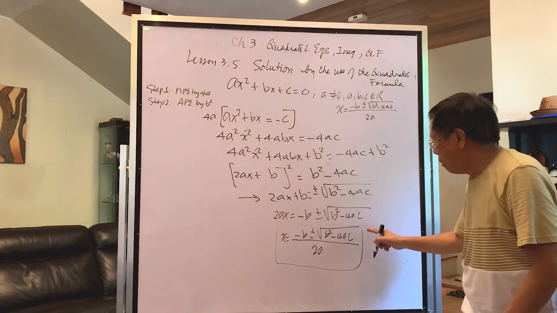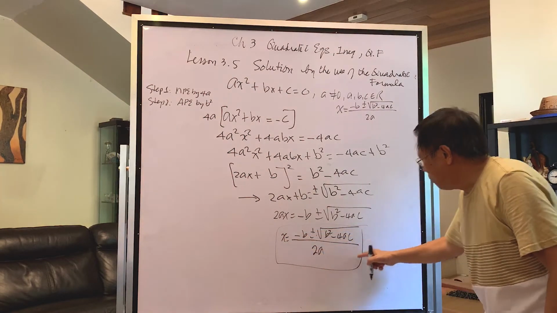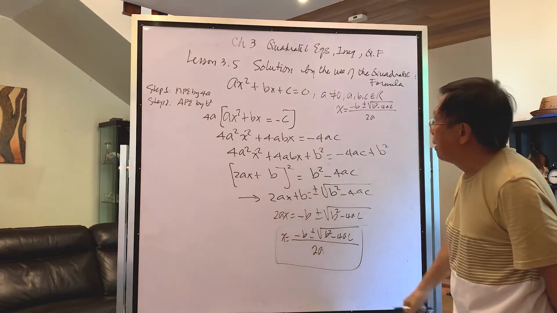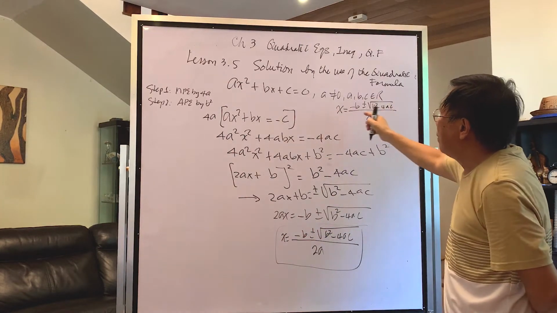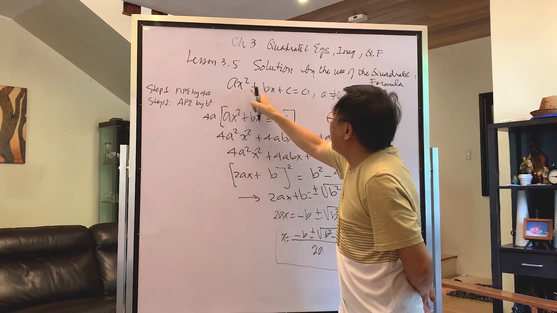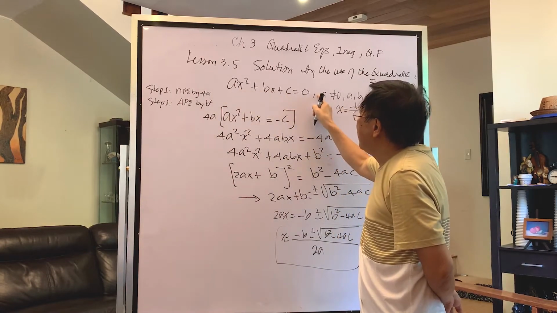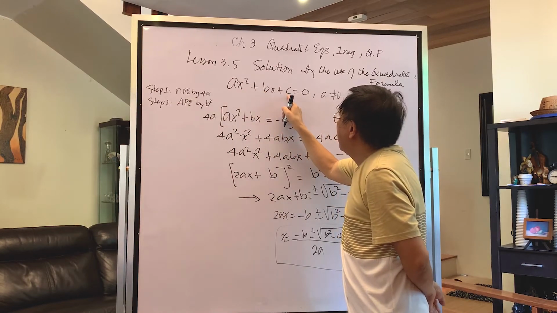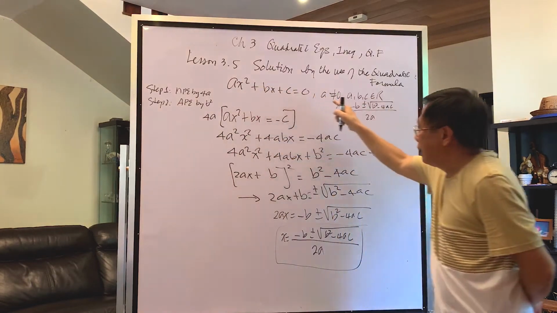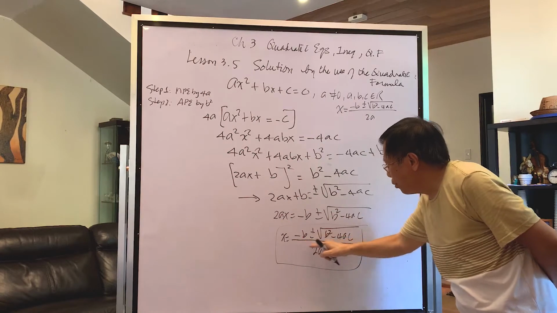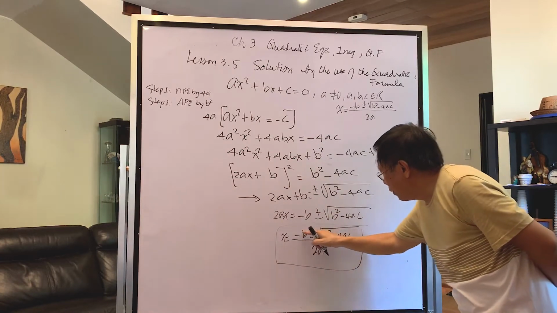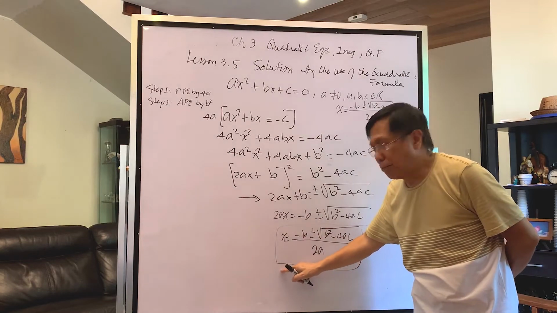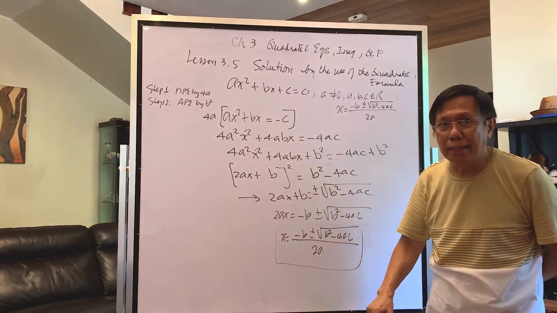So how do we apply solving quadratic equations by the use of the quadratic formula? What we just have to do is write our given equation in the form ax squared plus bx plus c equals 0 and identify a, b, and c. Having identified the values of a, b, and c, you just substitute those values into the formula, then simplify whatever is the resulting expression on the right-hand side.